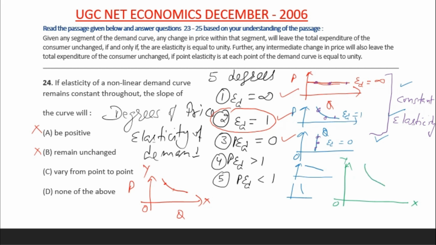See, this is the demand curve. I take different points on this demand curve, let's say this point, or this point. You draw a tangent. A tangent is a line which touches the curve. You see this first tangent is steeper than the second one, and the second one is steeper than the third one. So the tangent is becoming flatter and flatter. That means slope is decreasing. So option C is the correct answer.